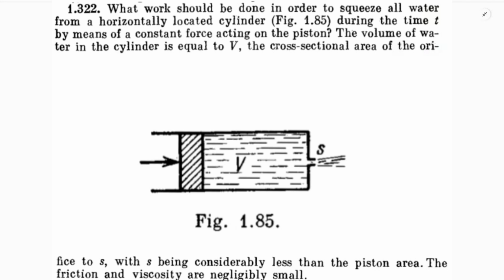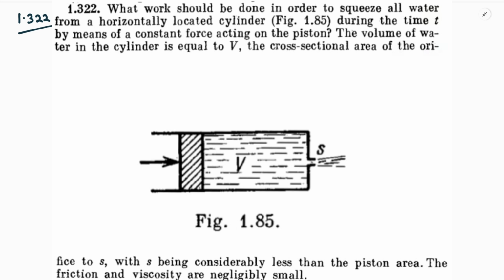So we begin with the sixth problem in this series, and the sixth problem in this series is problem 1.322. The problem is stating what work should be done in order to squeeze all water from a horizontally located cylinder during the time t by means of a constant force acting on the piston. The volume of water in the cylinder is equal to V.